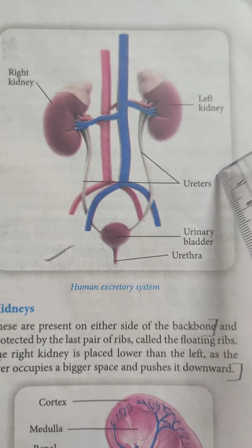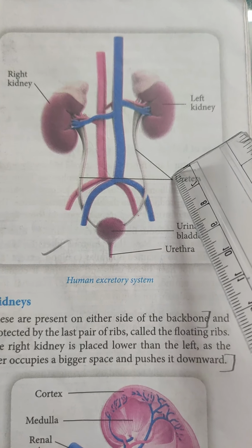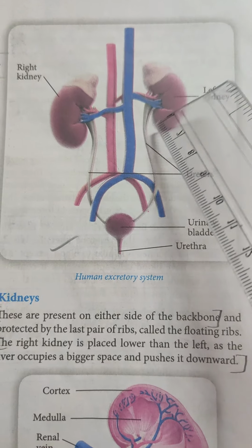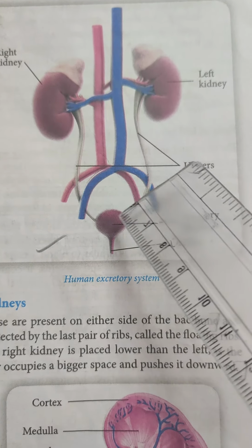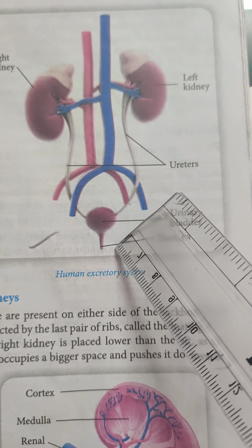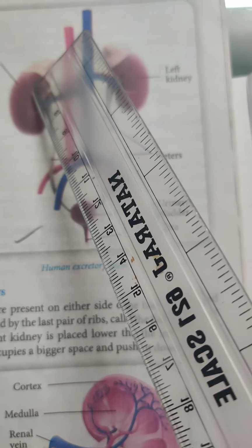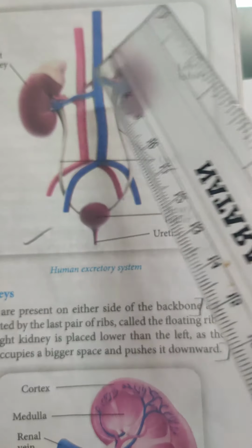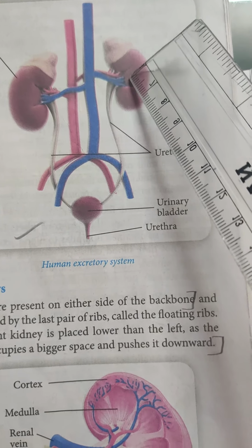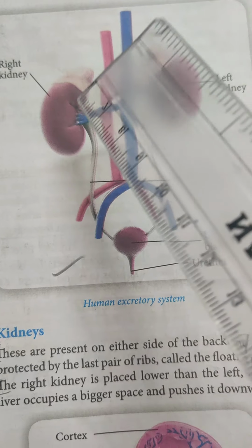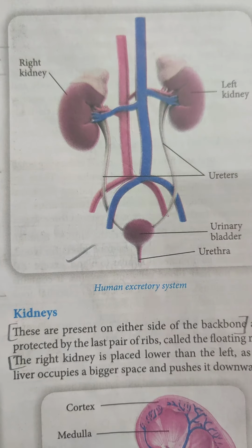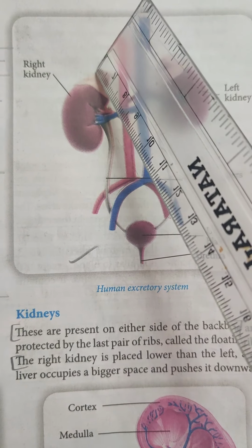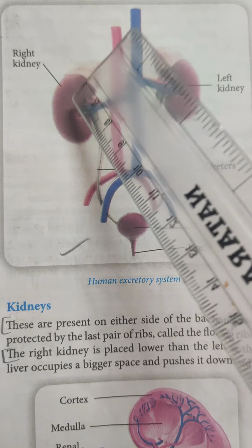This is the renal excretory system of our body. The renal excretory system consists of a pair of kidneys, ureters, urinary bladder, and urethra. Kidneys are present on either side of the backbone. The right kidney is placed slightly lower than the left kidney because the liver occupies a large space on the right side and pushes the right kidney down.